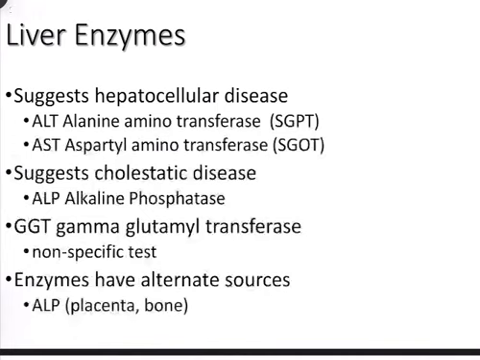So liver enzymes, this is a definitive one. Liver enzymes suggest hepatocellular diseases such as your ALT and AST, or your alanine aminotransferase and your aspartate aminotransferase. They were previously known as your serum glutamic pyruvic transaminase and your serum glutamic oxaloacetic transaminase, SGPT and SGOT. They are previous terms for your ALT and AST. So if you are asked what is the other term for ALT, this is SGPT. For AST, this is SGOT.